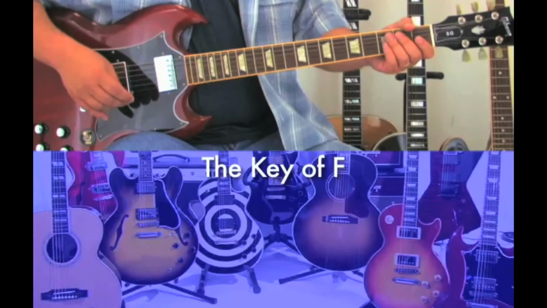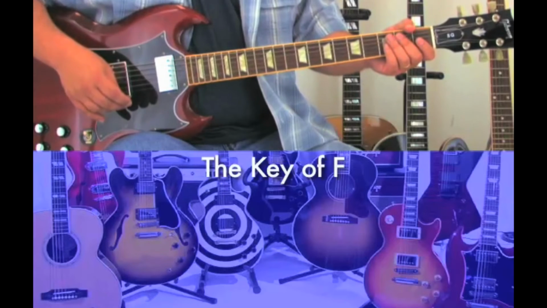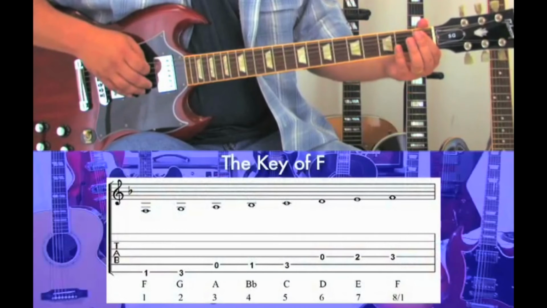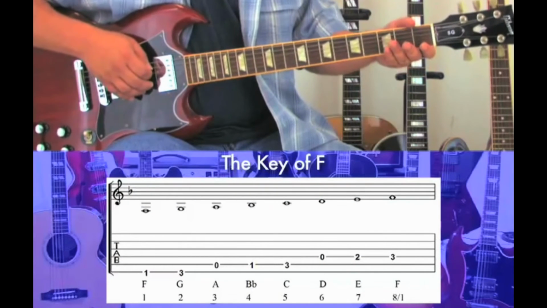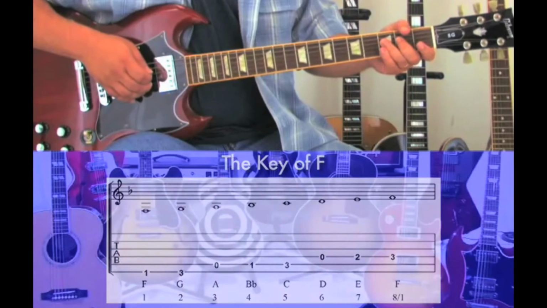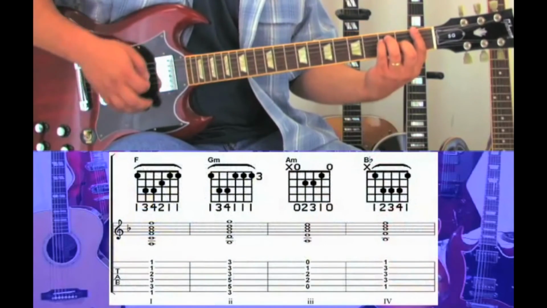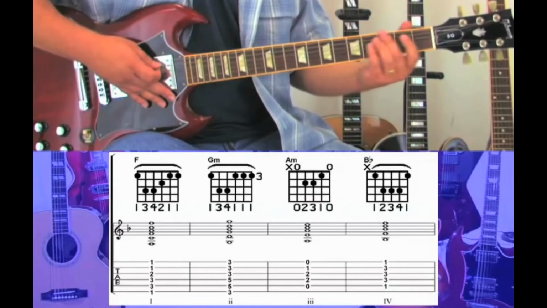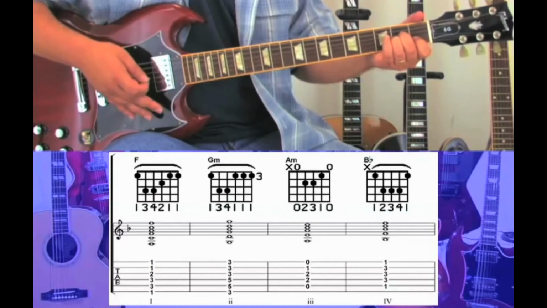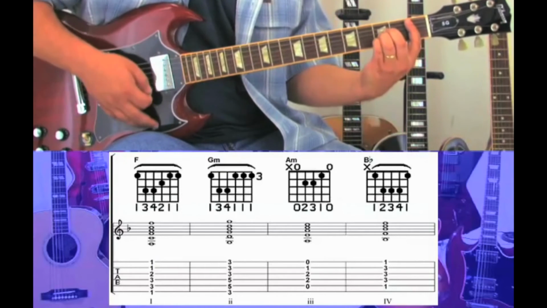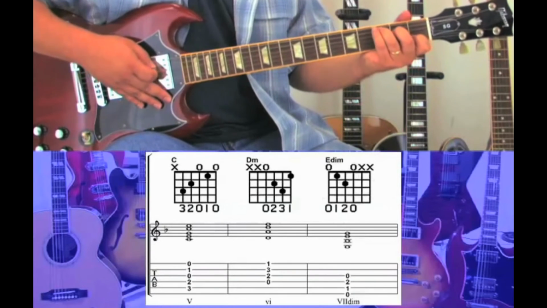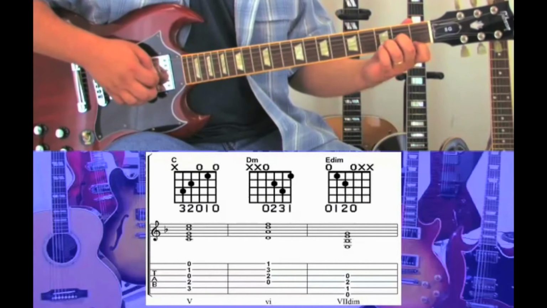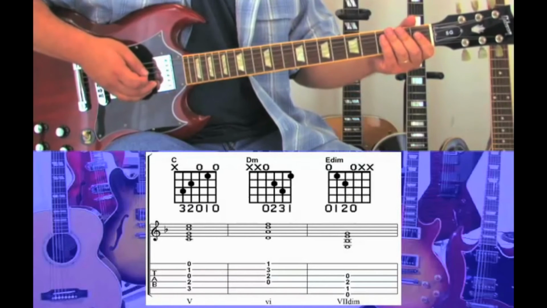The key of F is the first key to use a flat note in the key signature. The notes are F, G, A, B flat, C, D, E, F. The 1 chord is F, the 2 chord is G minor, the 3 chord is A minor, the 4 chord is B flat, 5 is C, the relative 6 minor is D minor, the 7th chord is E diminished.